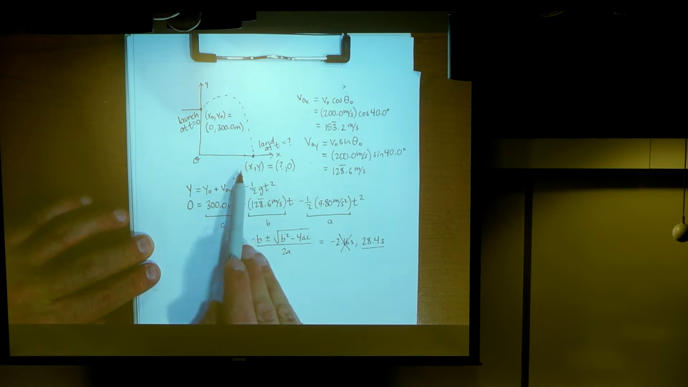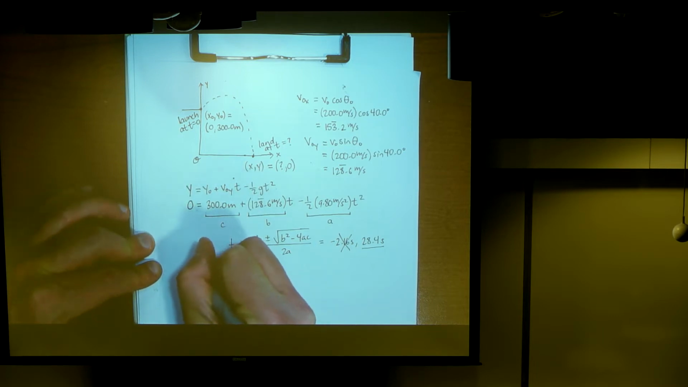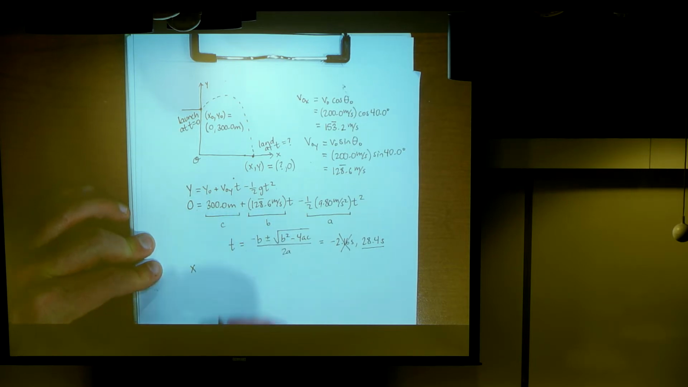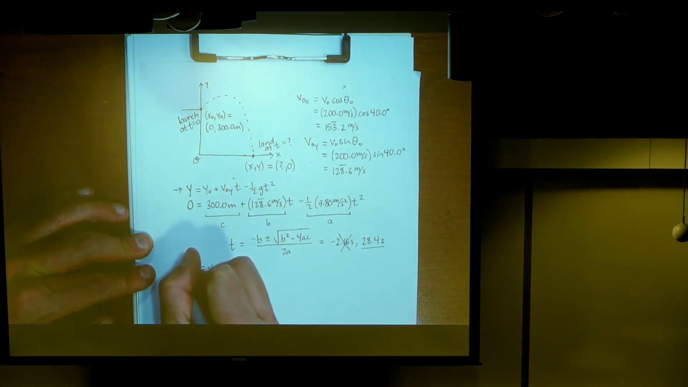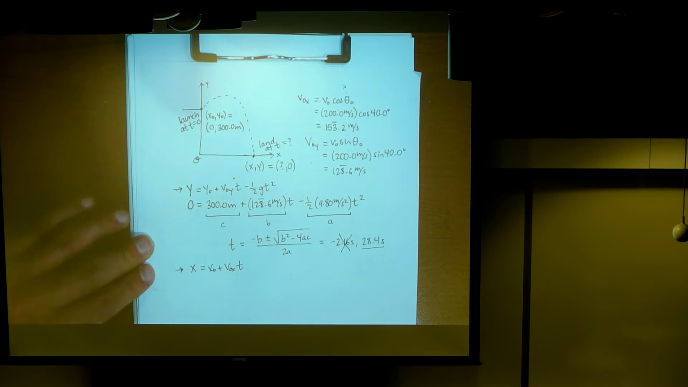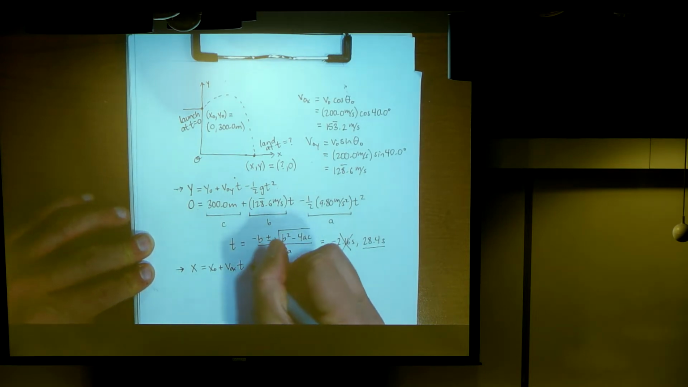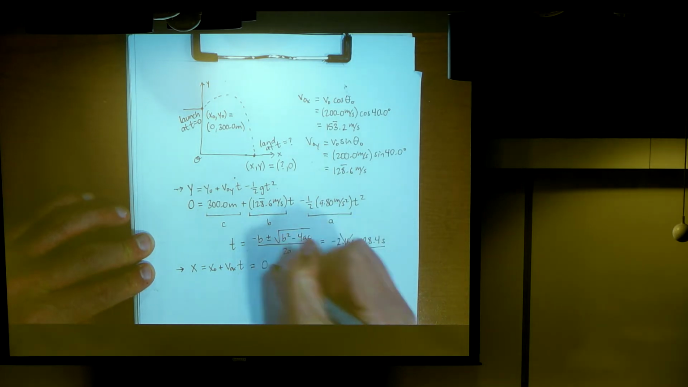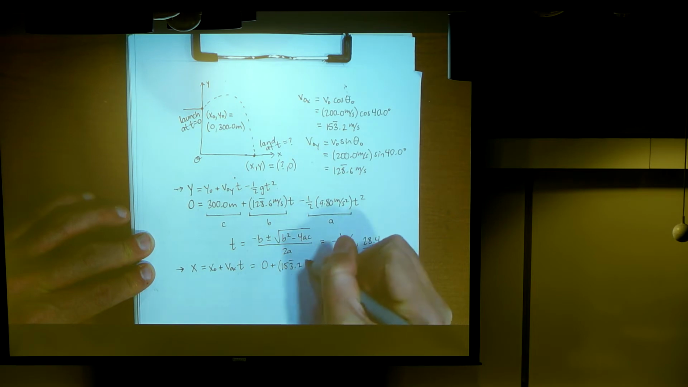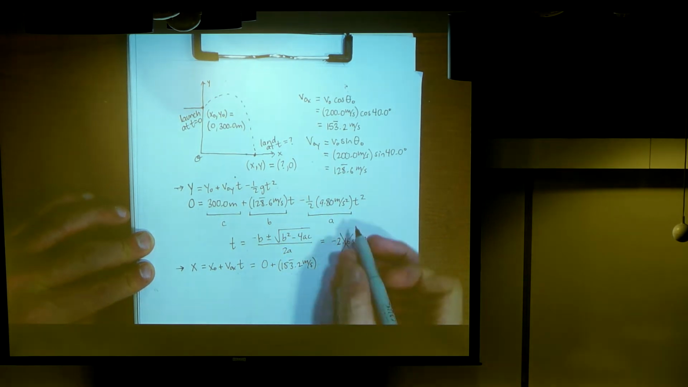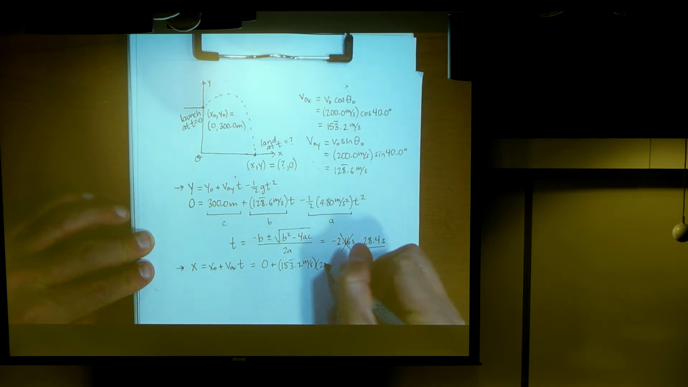Now remember, the question we're answering is how far from the base of the cliff does this cannonball land? That's x. That's my final x position. There's a kinematic equation that directly gives me that: x equals x naught plus v naught x times time. Again, we started with the y equation and used that to solve for the time. Now we're using the x equation, and for this we can just directly plug in the values. X naught is 0. V naught x is 153.2 meters per second. And the time in which we land is 28.4 seconds.